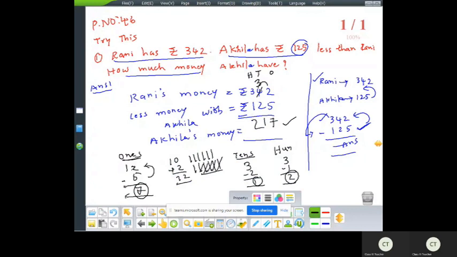Here, the total money with Rani is 342. Less money with Akhil. Akhil's amount is 125 less than 342. Here less means decreasing, and decreasing means subtracting. From 342, we remove 125, we get 217. This is the amount of Akhil's money. This is the solution for question number 1, which is on page number 46.